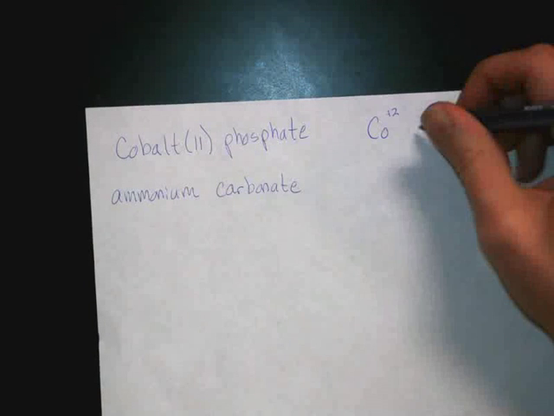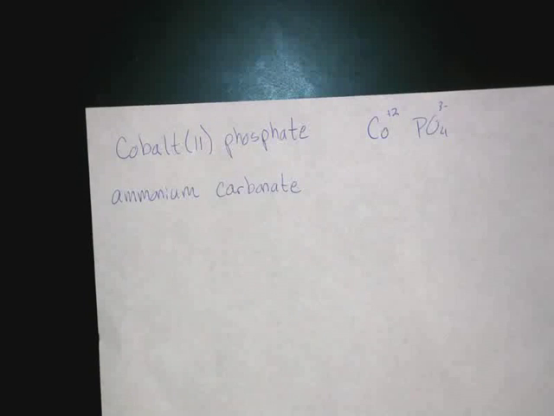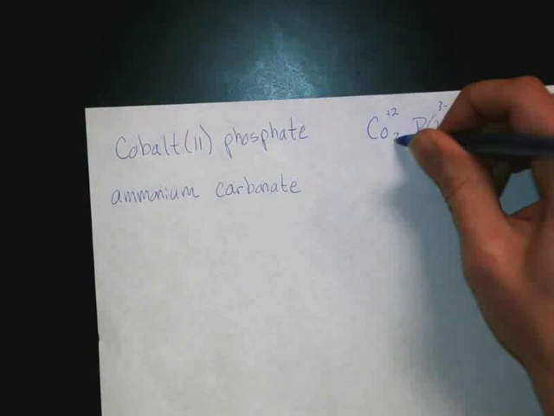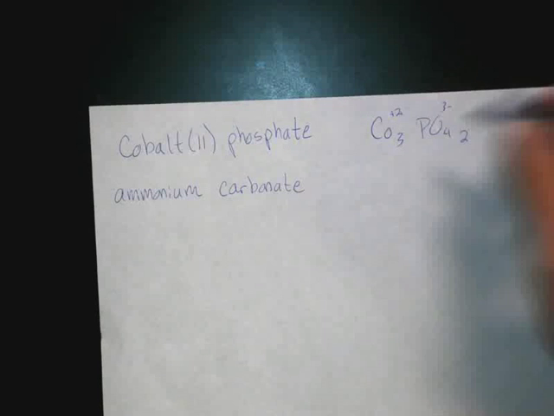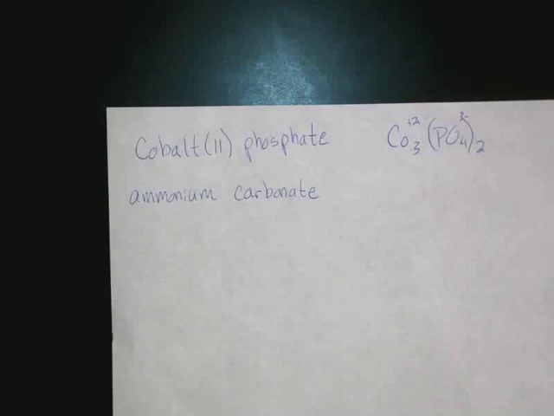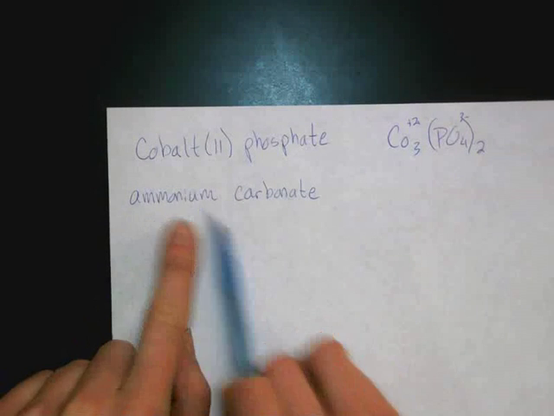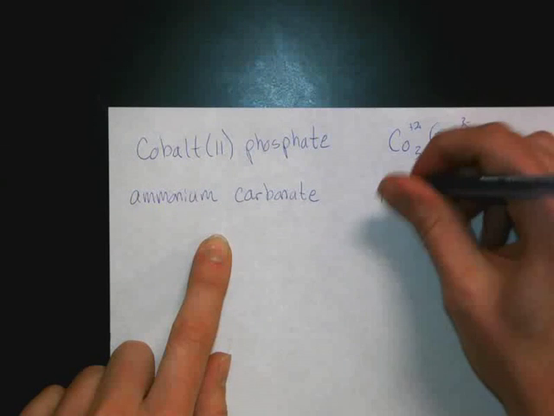Looks like I have 2 more examples, and then we'll wrap up. So cobalt, Co, 2+ charge. Phosphate is PO4 with a 3- charge. Crisscross my charges, the 3 comes down here. The 2 means I have 2 phosphates, but I have to put parentheses around it. So it'd be Co3(PO4)2.